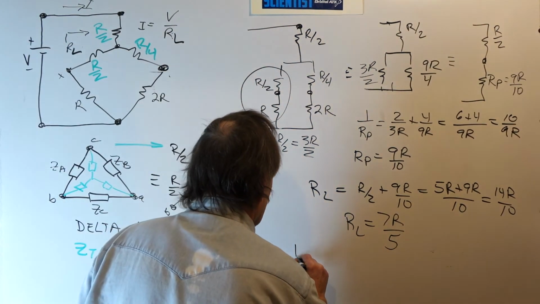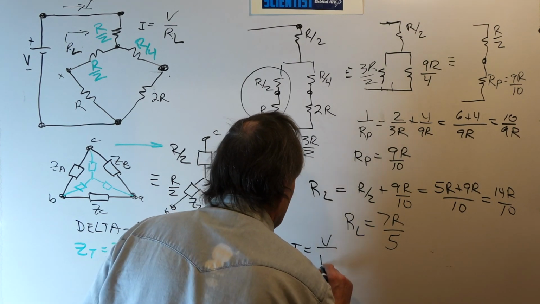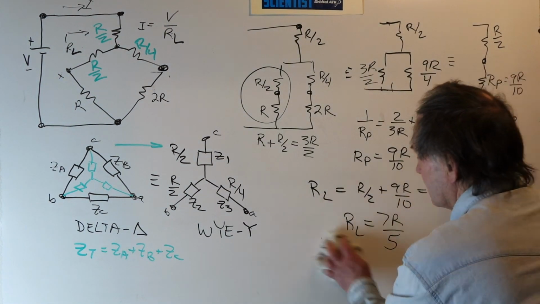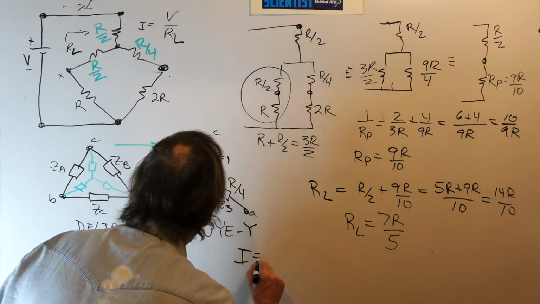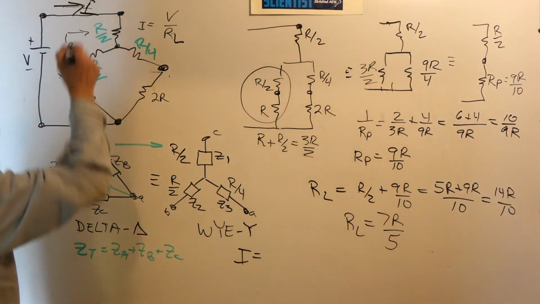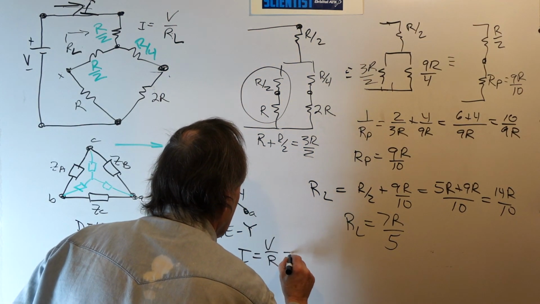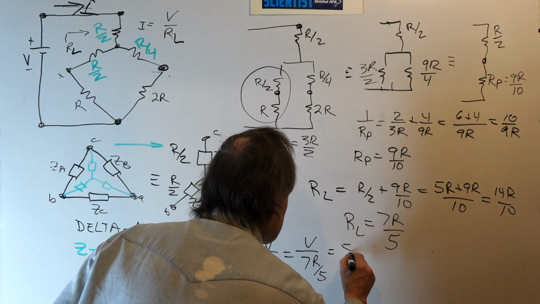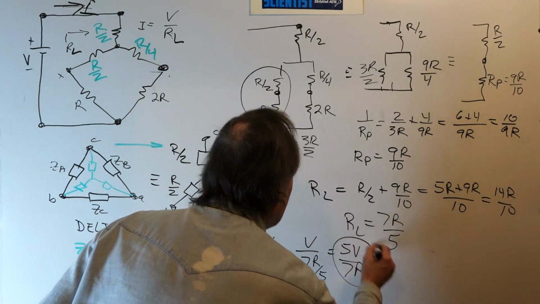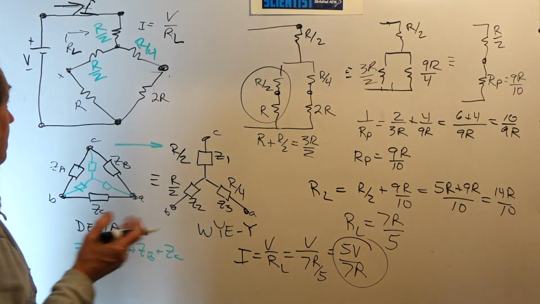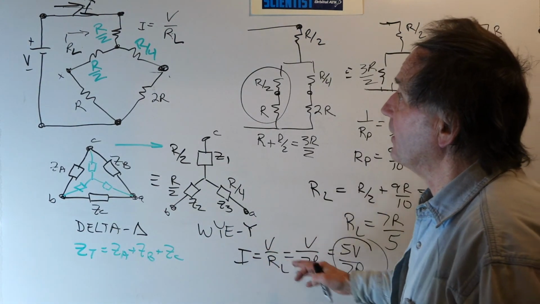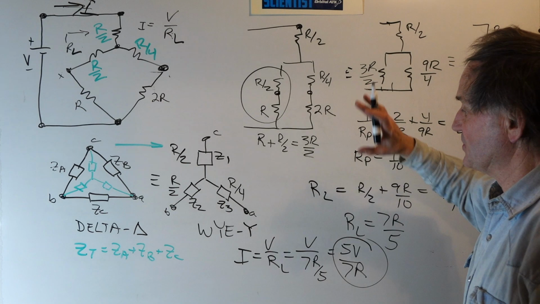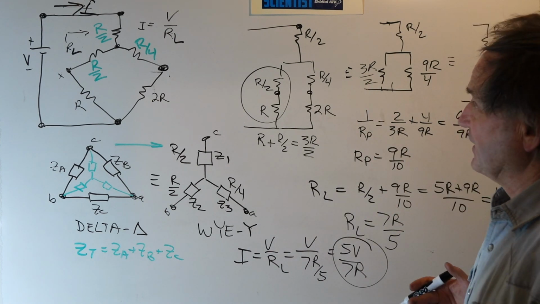So the current being delivered by the voltage source is V divided by RL. I, our capital I here, is just V divided by RL. Well, RL is 7R over 5, so this is 5V over 7R. That's the value that we had before. So once we have the total current being supplied, we can work backwards and get all the other currents and voltages in the network as we did before. So that's another way to solve the network.